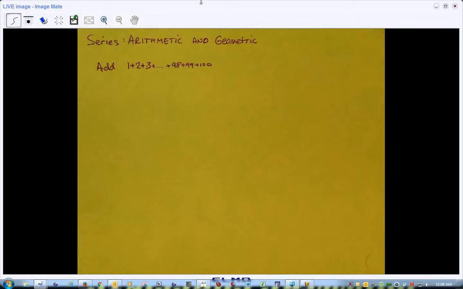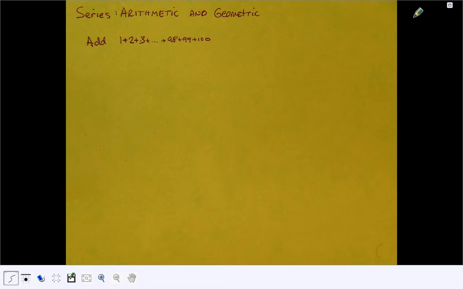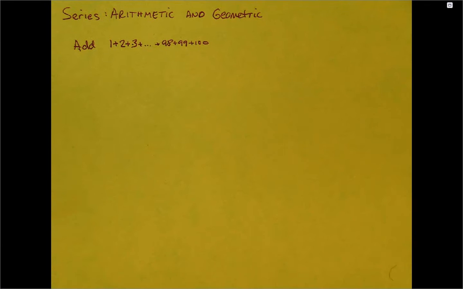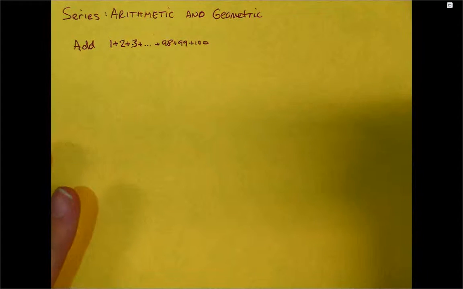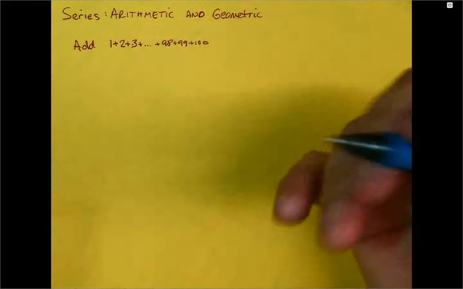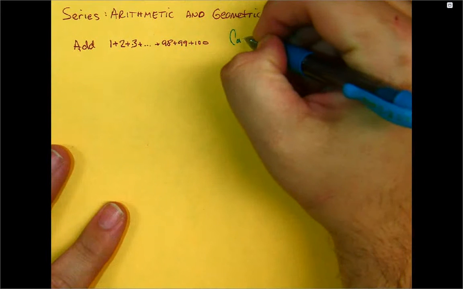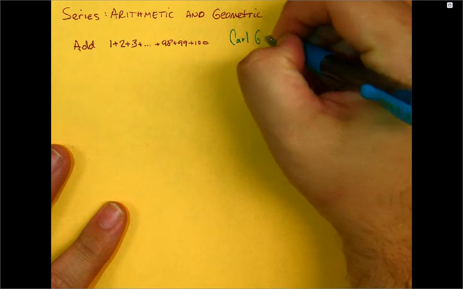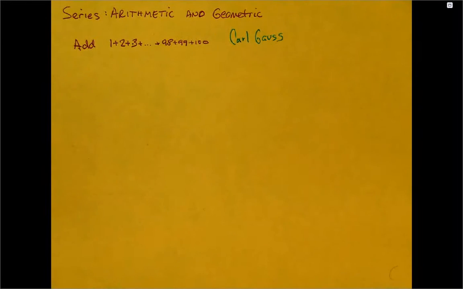Okay, ladies and gentlemen, this is actually kind of a famous problem. There's a mathematician named Carl Gauss who is considered to be one of, if not the best mathematician ever in the history of mathematicians. So this guy, Carl Gauss. Even better than the guy in Numbers.